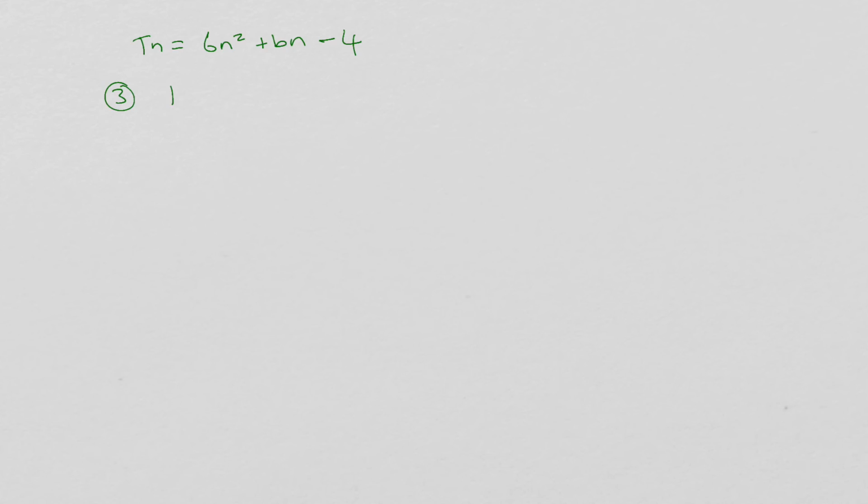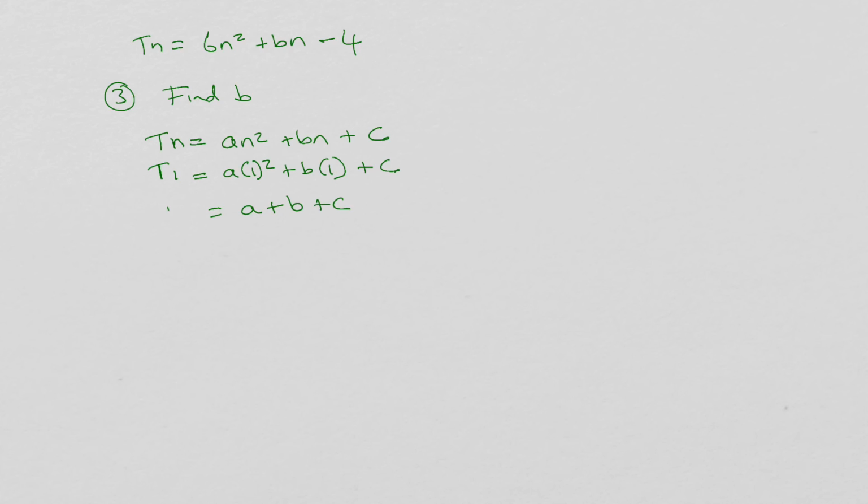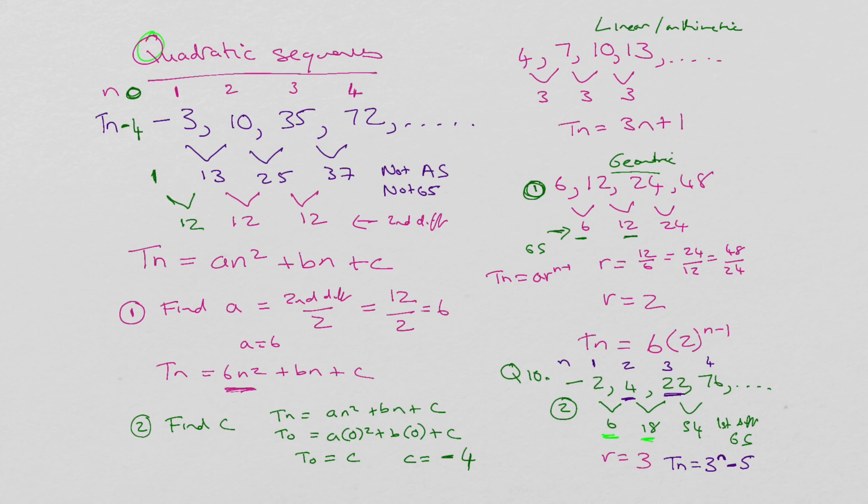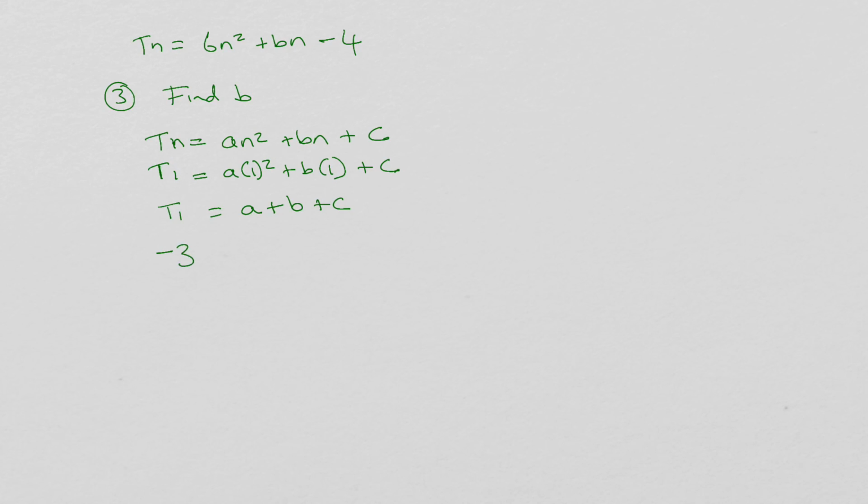Our last step is to find B. If you have term 1, well, let's first of all just show you the formula again. If you have term n, it's an squared plus bn plus c. If you have term 1, it's going to be a times 1 squared plus b times 1 plus c. So A times 1 is A, B times 1 is B, and there's C. So term 1 is A plus B plus C. You know what term 1 is. Term 1 is, there it is, minus 3. So we know that term 1 is minus 3.